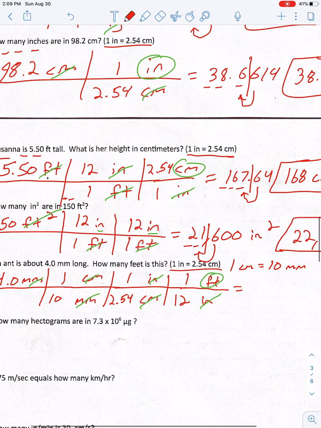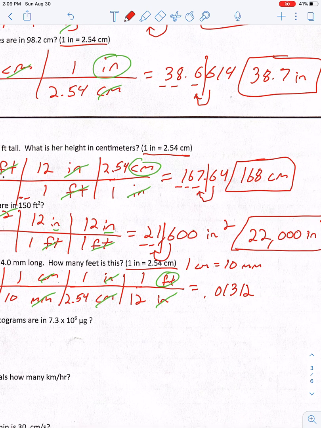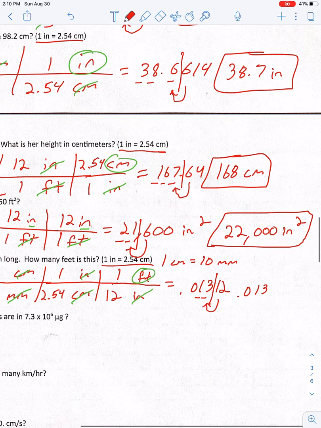So that gives me 0.01312, and it goes on, but I can only have two significant figures in my answer. So 1, 2, draw my line. That 3 is not going to round up, so that is 0.013 feet.